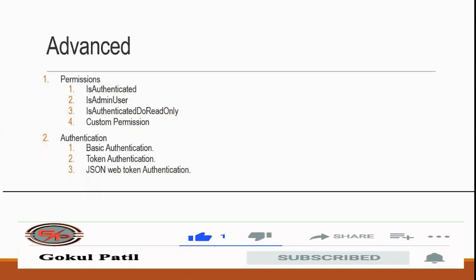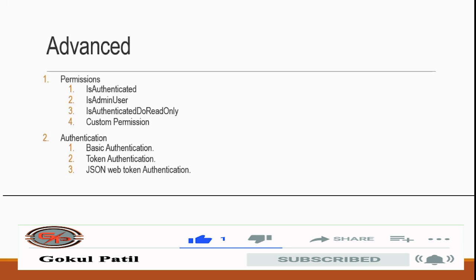Then we'll talk about some advanced topics, which consist of permissions. It consists of IsAuthenticated, IsAdminUser, IsAuthenticatedOrReadOnly, or a custom permission. Moving ahead, next is authentication. There are different types of authentication which will be covered: basic, token, and JSON Web Token authentication.